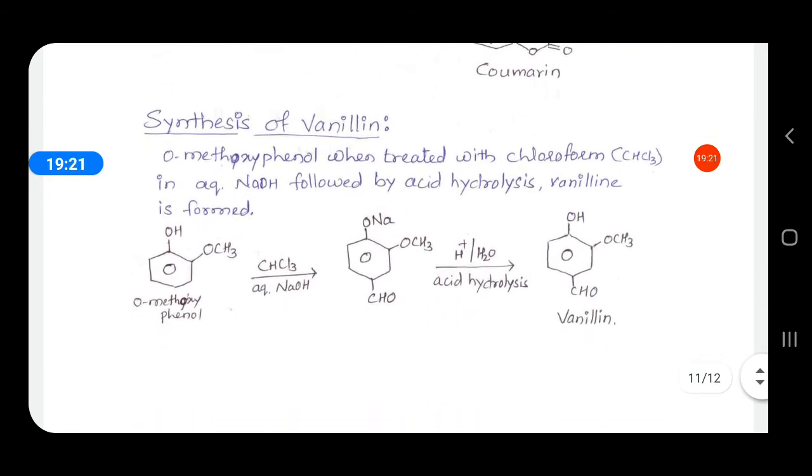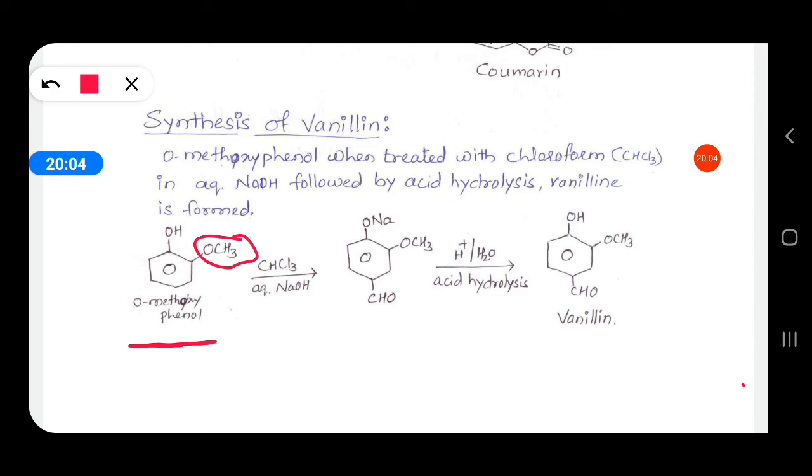Synthesis of vanillin. So you may also have heard the name of vanillin. Synthesis of vanillin. Orthomethoxyphenol. So here orthomethoxyphenol, when treated with chloroform in aqueous NaOH followed by acid hydrolysis, vanillin is formed. Orthomethoxyphenol: this is only a benzene ring with OH group, which is phenol. The OCH3 group is the methoxy group, which is at the ortho position to the OH group.